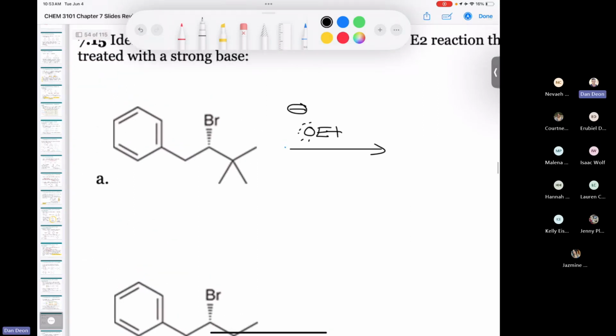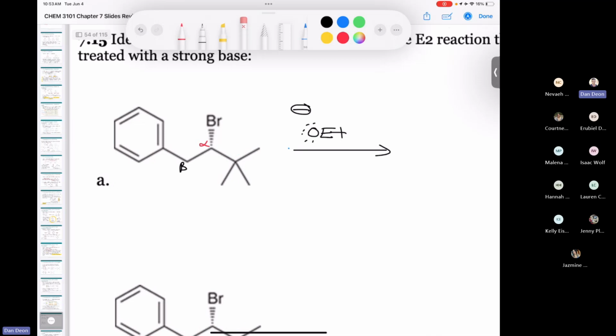Here is my alpha carbon. This is a beta carbon, the one in blue, and this is a beta carbon, the one in black. The beta carbon in blue, does it have any hydrogens attached to it? Are there any hydrogens on the blue carbon next to it? Are there any hydrogens? None. Zero. Nothing. Okay? So we can forget this one.